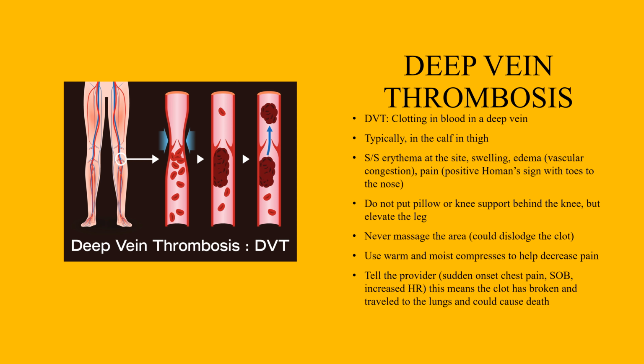We do worry about deep vein thrombosis when patients are immobile. A deep vein thrombosis, you'll hear it called a DVT. It's a clotting of the blood in a deep vein, and usually it happens in the calf or the thigh. So if your patient is immobile and he or she is complaining of redness at the calf, swelling, edema, pain, or a positive Homan sign. A positive Homan sign is when you ask the patient to point his or her toes towards his or her nose. The patient is going to have pain in that leg.